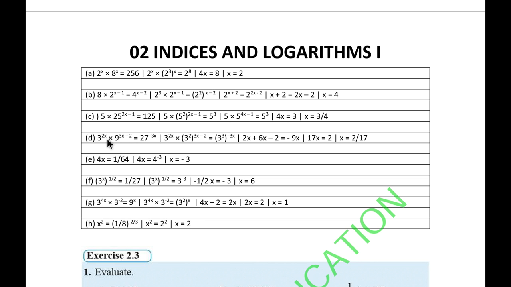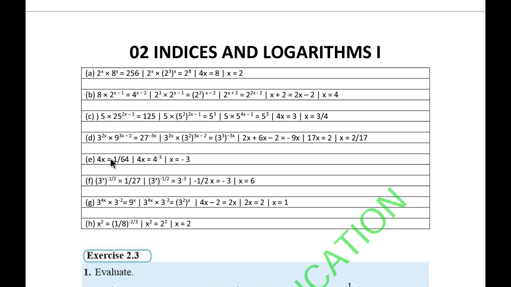The d one is 3 to the power 2x multiplied by 9 to the power 3x minus 2 equals 27 to the power minus 3x. So that will be 3 to the power 2x, then 3 to the power 2 times 3x minus 2, then 3 to the power 3 times minus 3x. So I write everything with the same base. This is an operation over here. Then here 6x minus 2 plus 2x, then equals 9 minus 9x. So here will be 8x. Then when you come to the other side, 17x equals 2. So x equals 2 over 17.